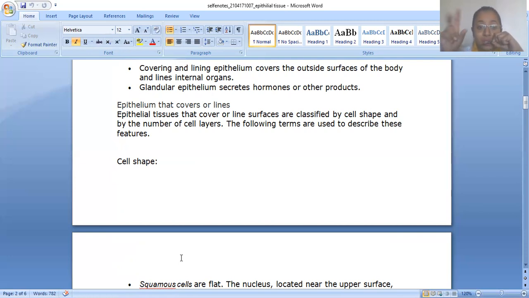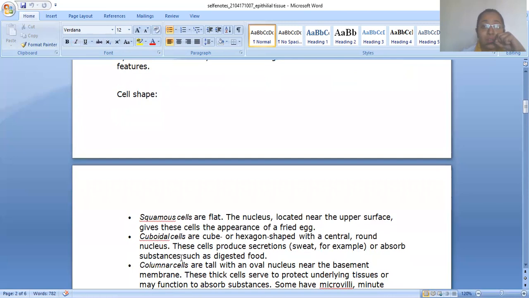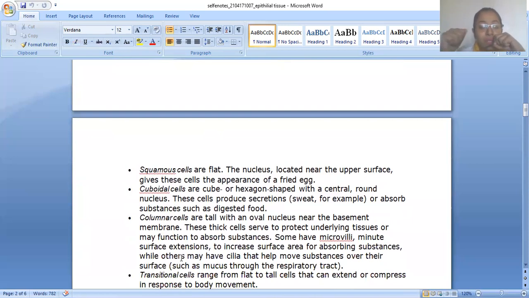Now, the covering type of epithelial tissue is divided on two bases: the shape of the cell and the number of layers they have. Firstly, we will discuss the classification on the basis of the shape of the cell. So it's squamous type. They are flat. The nucleus of this cell is located near the upper surface, which gives these cells the appearance of a fried egg.